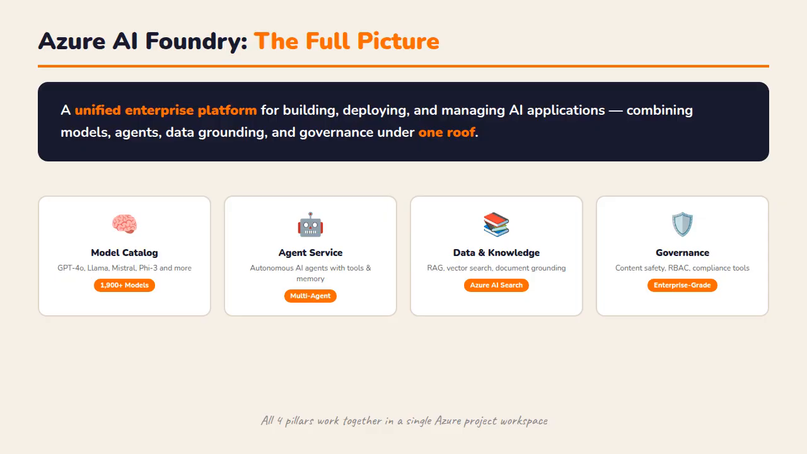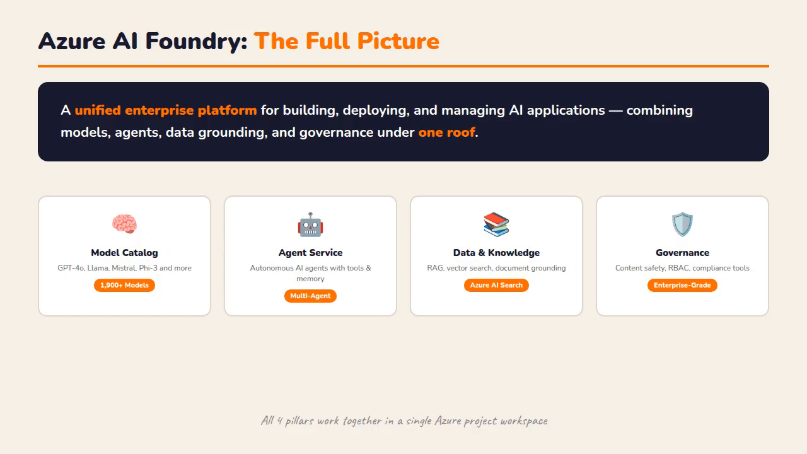Azure AI Foundry is Microsoft's unified enterprise platform for building, deploying, and managing AI applications. It combines models, agents, data grounding, and governance, all under one roof. It's built on 4 core pillars.